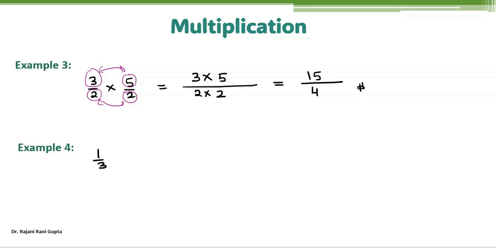Similarly, if we have 1 over 3 times 7 over 3, again the same thing. 1 multiplied by 7 comes in the numerator and 3 multiplied by 3 comes into the denominator, which gives you 7 over 9. This is the lowest form.